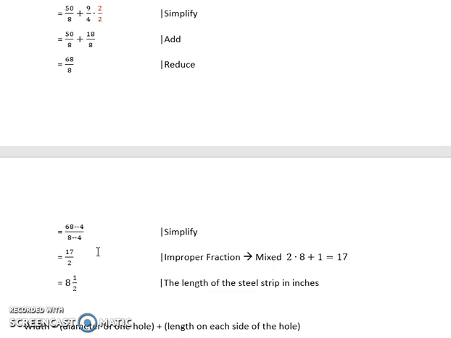We want to convert this into a mixed number. Well, 2 goes into 17 8 times with 1 remainder. 2 times 8 is 16. Add 1, we get 17. So then we have 8 as the whole number part, 1 remainder as the numerator over the original denominator of 2. So then 17 over 2 is 8 1/2. The length of the steel strip in inches, 8 1/2 inches is the length.